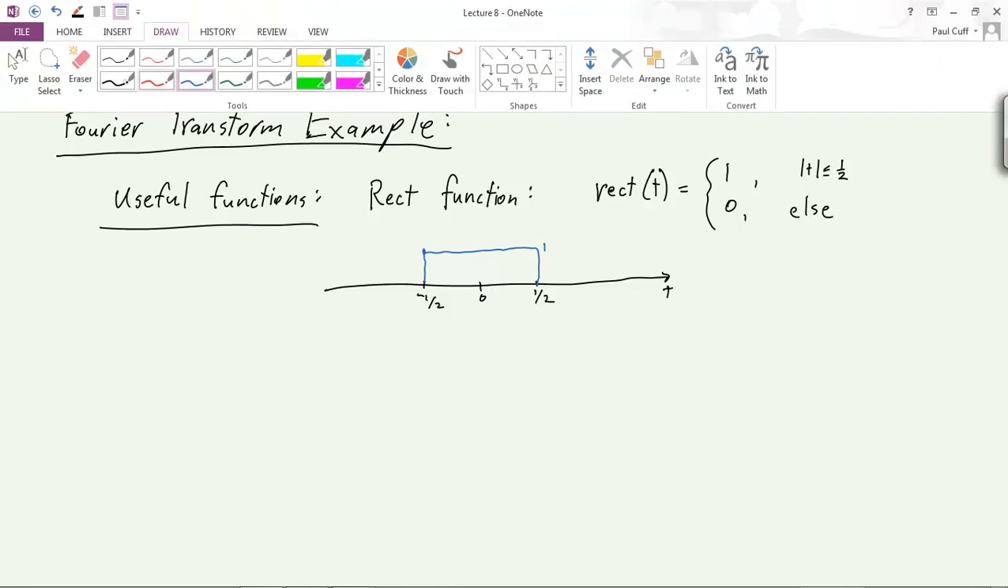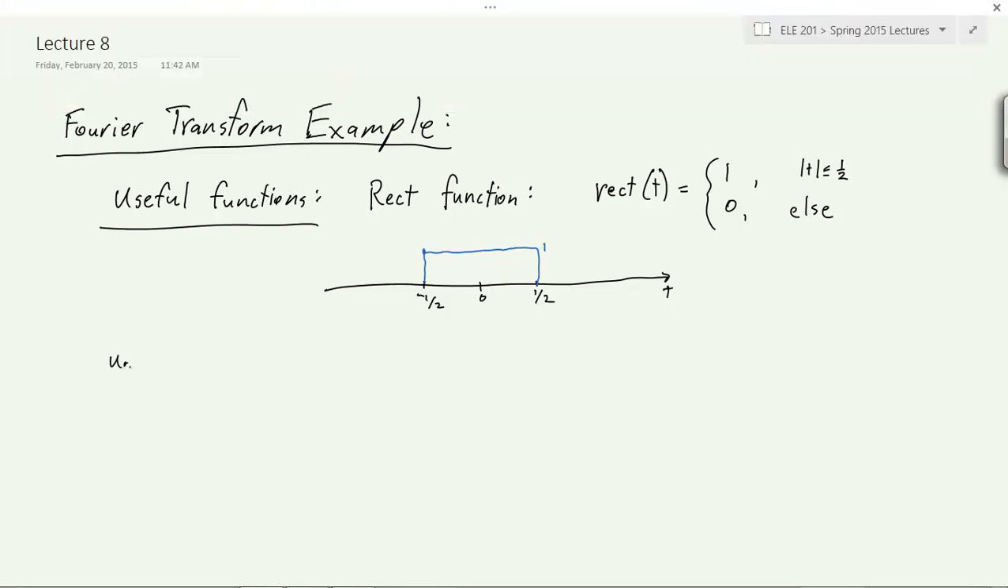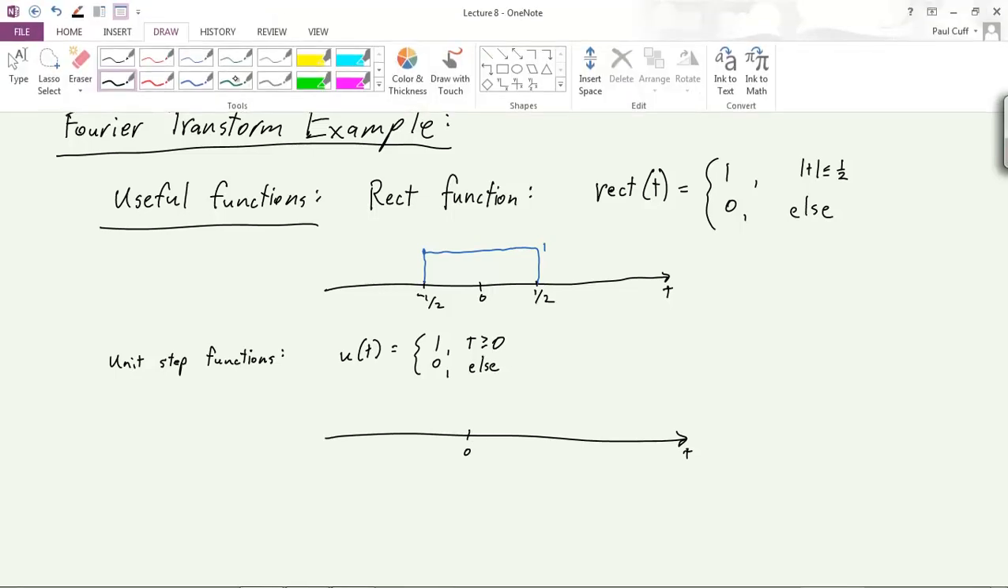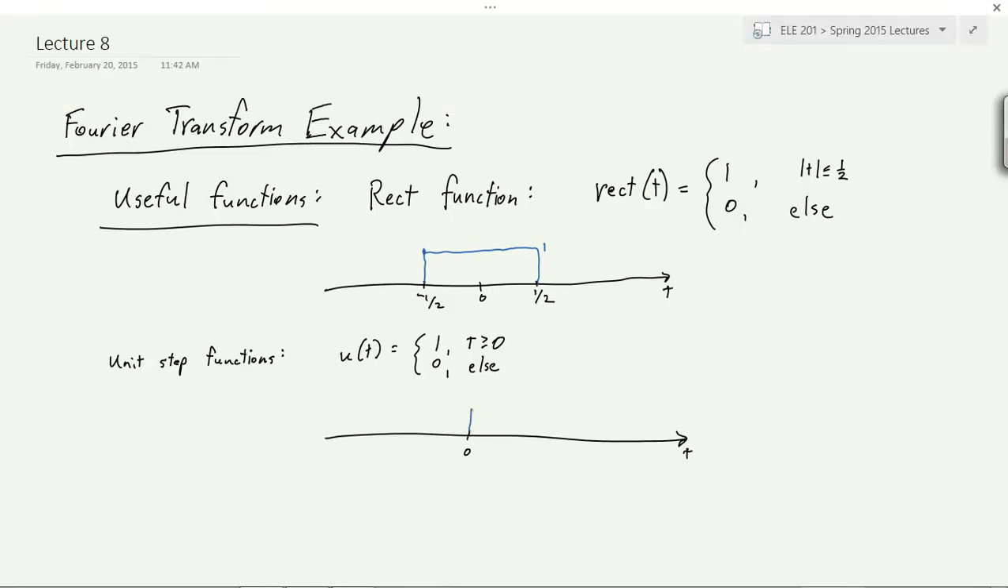We have some other functions, the unit step functions, which also have use. And these ones are 1 for positive t, non-negative. Okay, so this one looks like this. Okay, that's the unit step function.